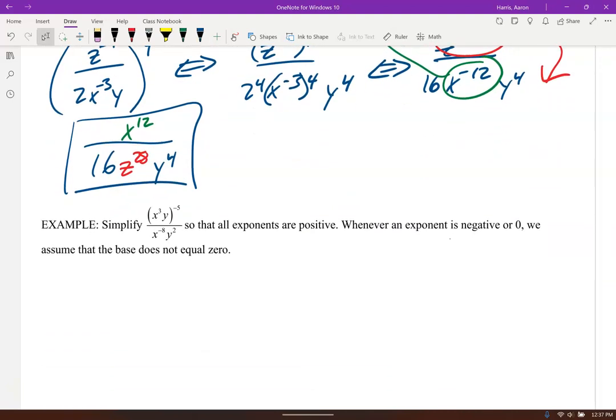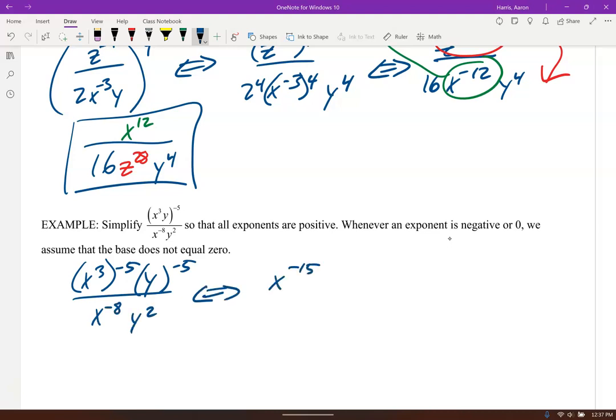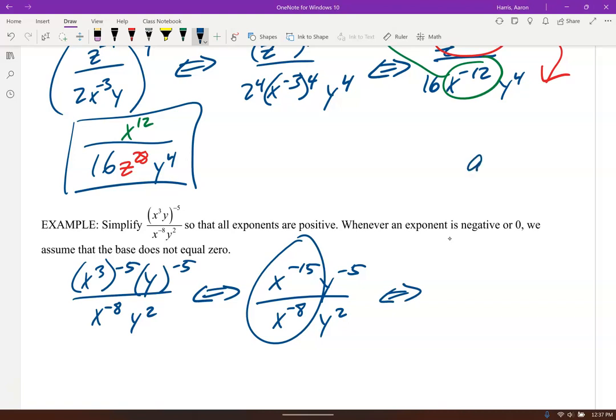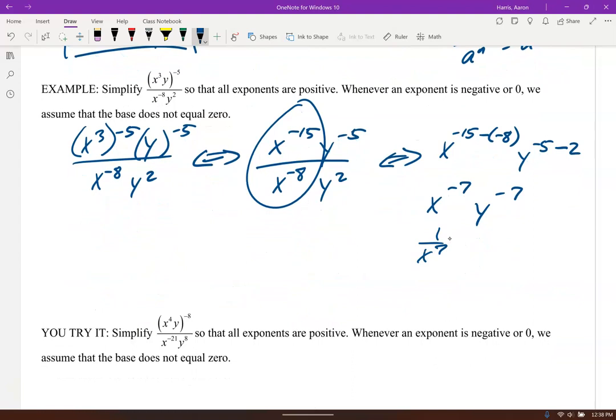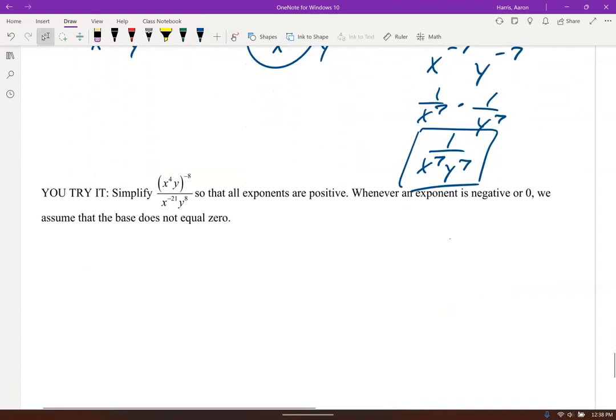That's one way. Let's do this one, x to the 3rd, y to the negative 5. So x to the 3rd is to the negative 5, y is to the negative 5. On the bottom, I got x to the negative 8, y squared. So I got x to the negative 15, y to the negative 5, over x to the negative 8, y squared. And let's go ahead and use our property a to the m over a to the n equals a to the m minus n, the quotient of powers, it's called. So x to the negative 15 minus negative 8, and then I got y to the negative 5 minus 2. So negative 15 plus 8 is negative 7, y to the negative 7. So this will be 1 over x to the 7th times 1 over y to the 7th. In other words, 1 over x to the 7th, y to the 7th. Again, not the only way to do that, but that's one way to do that.